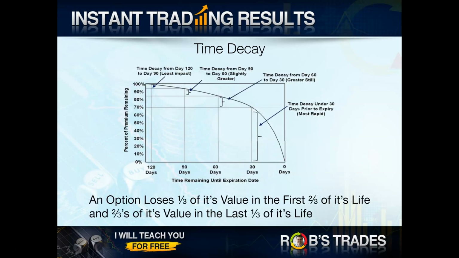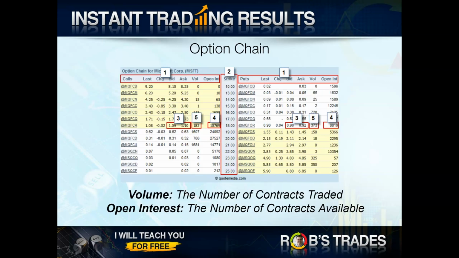Time decay. Now, an option loses 1/3 of its value in the first 2/3 of its life, and 2/3 of its value in the last third of its life. Remember I just said to you a moment ago that you are paying for that time. You're paying for the time to decide if you want to buy or sell that stock. So the longer the period of time, the more time value. The shorter the period of time, the less time value. And as you can see on the screen there, in the last part of the option's life, there's time decay, it just falls off the edge of the cliff.